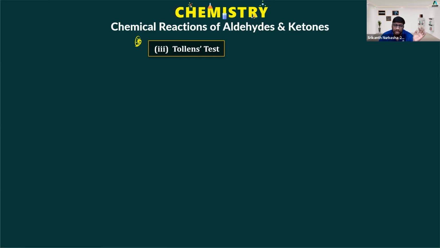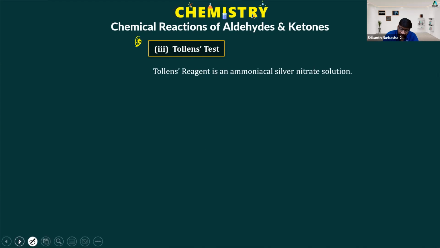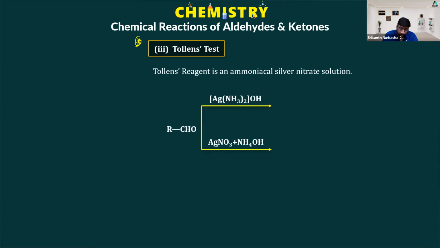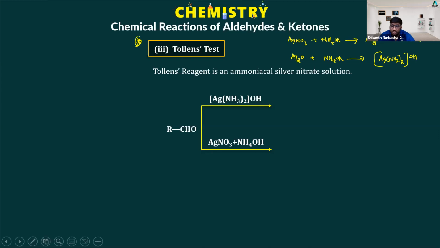So first we start with the Tollens reagent. Tollens reagent is an ammoniacal silver nitrate solution. Ammoniacal silver nitrate solution means you can write that as AgNO3 plus NH4OH. I can give AgNO3 plus NH4OH, which will give Ag2O plus NH4NO3. This Ag2O can also react with NH4OH to form Ag(NH3)2OH. This is nothing but the Tollens reagent.